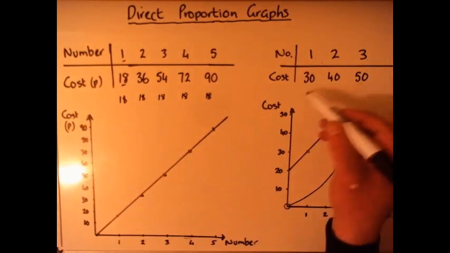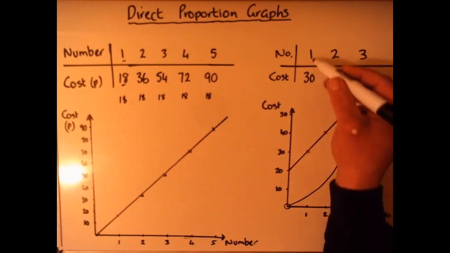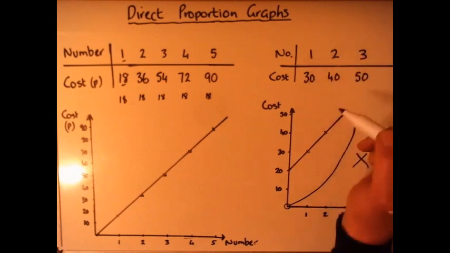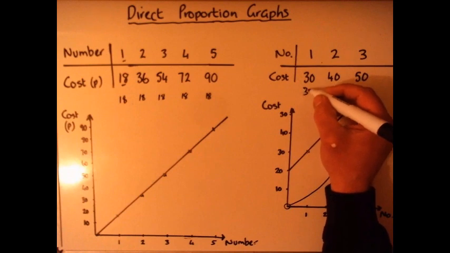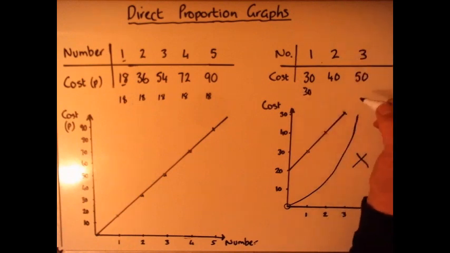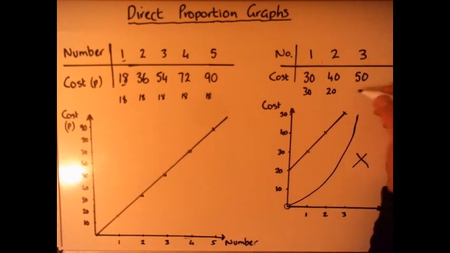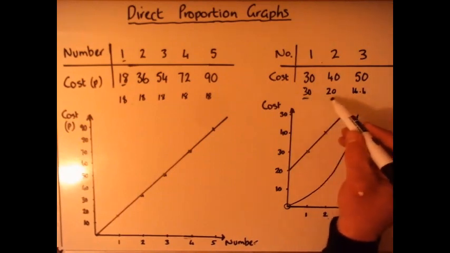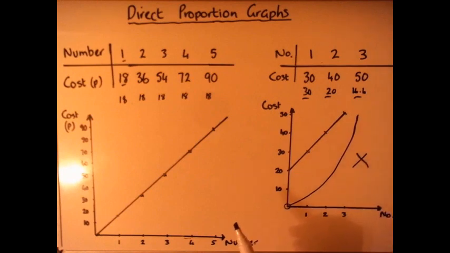If I have a look at this table of results, if I take the big number and divide it by the small one, 30 divided by 1 is 30, 40 divided by 2 is 20, and 50 divided by 3, not very nice at all, turns out to be about 16.6, somewhere around there. But what we notice is each time this value changes, that indicates to me straight away that it's not going to be direct proportion.